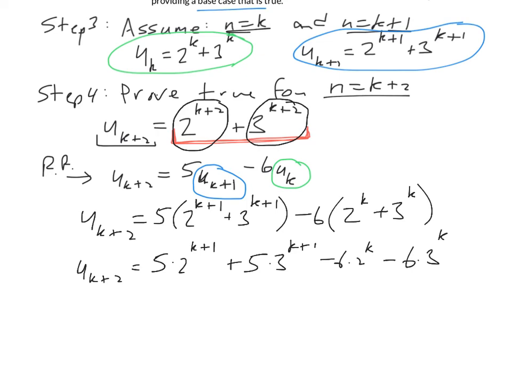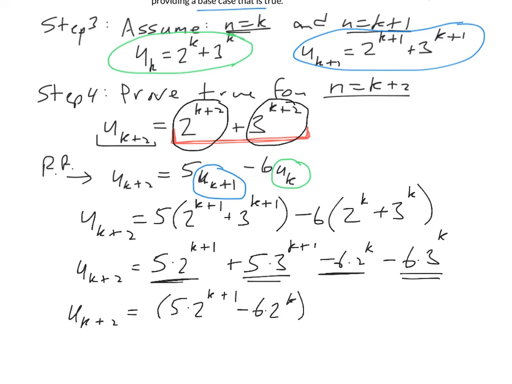All right, so then I said I was going to do some grouping here, so I'm going to bring these two together, and then I'm going to bring these two together. So u k plus 2 is 5 times 2 to the k plus 1 minus 6 times 2 to the k, and then I'll have 5 times 3 to the k plus 1 minus 6 times 3 to the k. So this is sort of what I've got here, right?